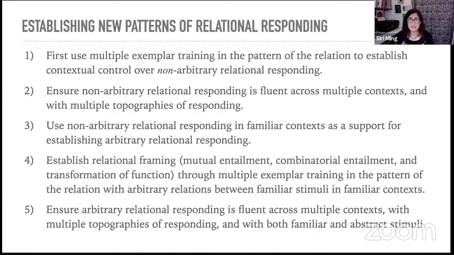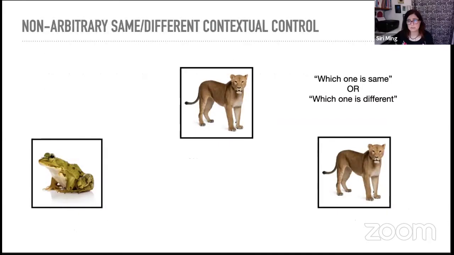So when we're talking about contextual control over same versus different responding at the non-arbitrary level, that's very simple, right? Here's an example that would be familiar to all of you and that you would be able to do without problem, just answering which one of these is the same or which one of these is different from the one in the middle. We can do that in lots and lots of different ways. Which ones are the same, which ones are different.